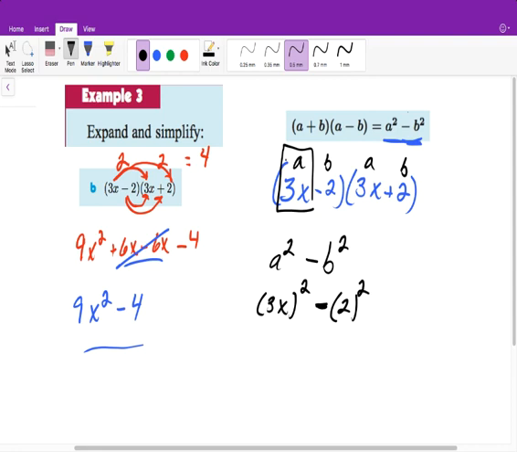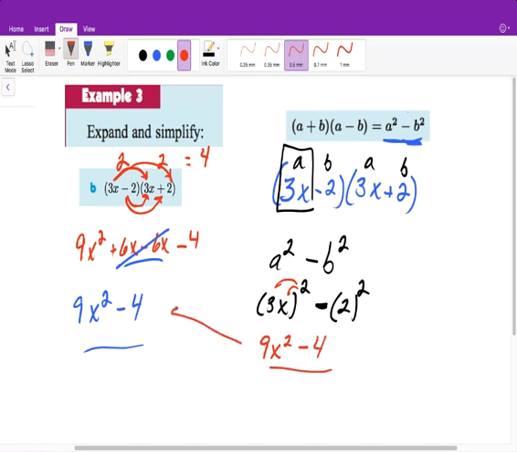Right? If the 3x was the one that changed sign, then the 3x would be the one behind the negative sign. And then we go ahead and we multiply. So we know that we have to distribute the square into both terms, the variable and the coefficient. So 3 squared is 9, x squared is x squared, and then it's minus 4.